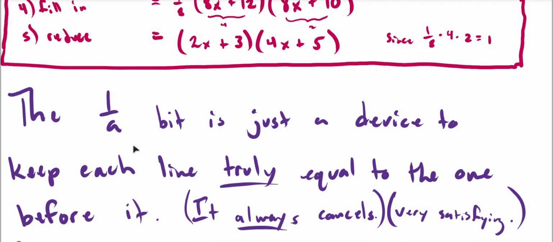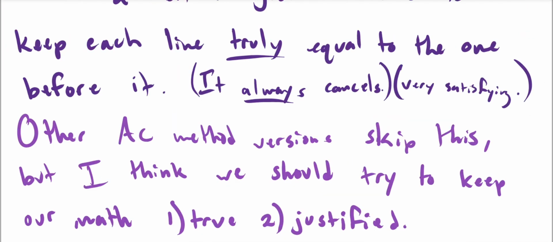So this 1 over a term that I put up front, this is just a device that makes sure each line is really equal to the one I had before. I like to write a chain of equal signs, and I like them to really be equal to the thing that came before it. The 1 over a always cancels, and I find that cancellation very satisfying. You may have seen other AC method versions that just skip this step of balancing out the a term, but I think you should keep it in, because we want all of our lines of mathematics that we write to be both true and justified.